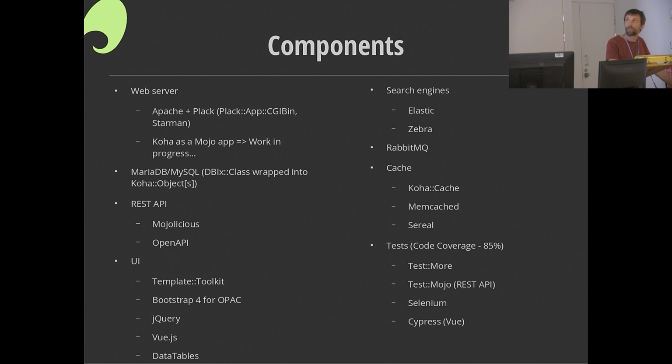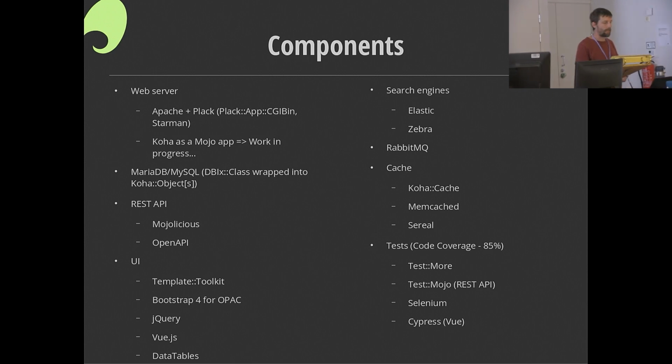Koha needs a search engine to index records. It can be either Elastic or Zebra. If you don't know about Zebra, just use Elastic. You don't need to know about it. RabbitMQ was introduced 2 years ago to deal with background jobs. And our own Koha cache module is using memcached and Sereal. The test coverage is using the usual Perl modules, and we are using both Selenium and Cypress for end-to-end tests.